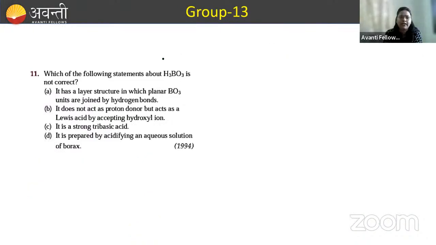Next, which of the following statement about H3BO3 is not correct? So यहाँ पे we need to find out which statement is not correct. It has a layer structure in which planar BO3 units are joined by hydrogen bonds. It does not act as a proton donor but act as a Lewis acid by accepting hydroxyl ion. It is a strong tribasic acid and it is prepared by acidifying in aqueous solution of borax. So when we talk about this H3BO3 na, we need to find out which is not correct. So let's see.